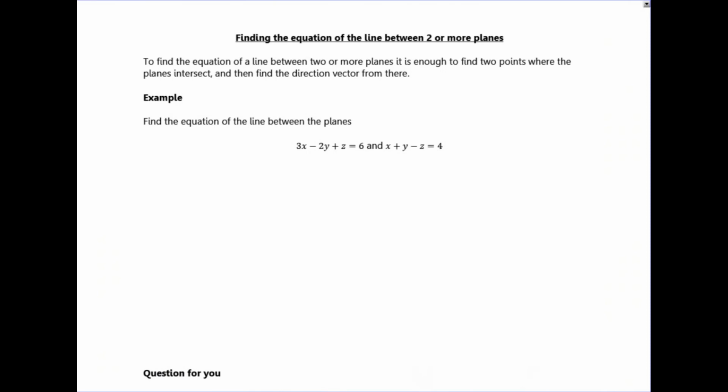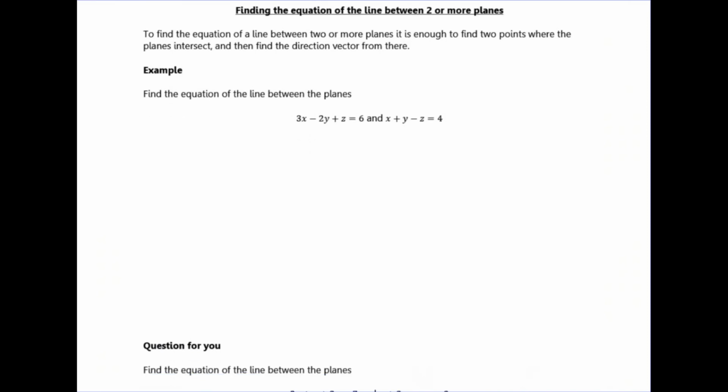I'll show you. There's a couple of different approaches you could take. One thing you could do is the cross product of the normal vectors of these planes, which would find the direction vector of the line between them. But we're not going to do that. I think an easier way of doing it is just finding 2 points that are on the straight line between them, and then once you've got 2 points, you can find the equation of the straight line.